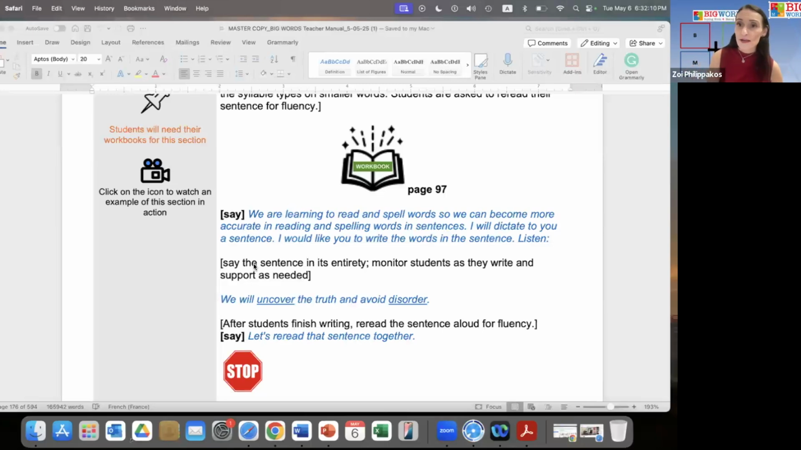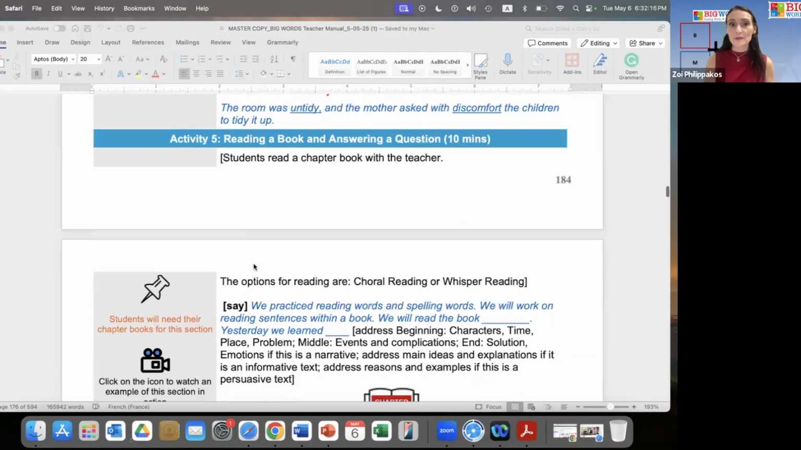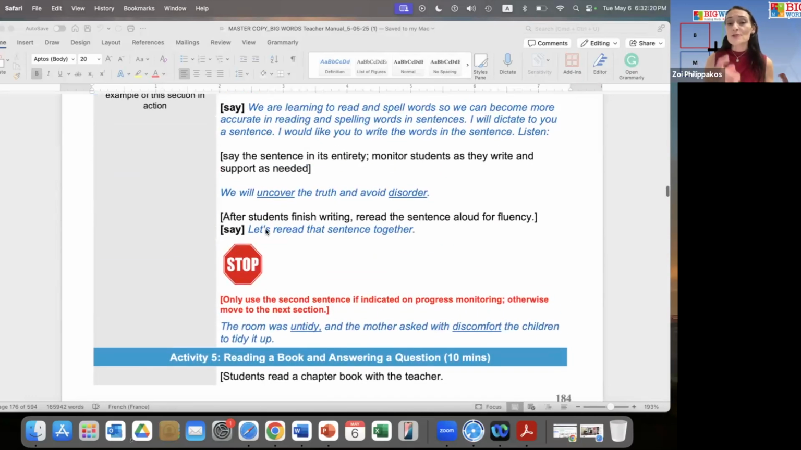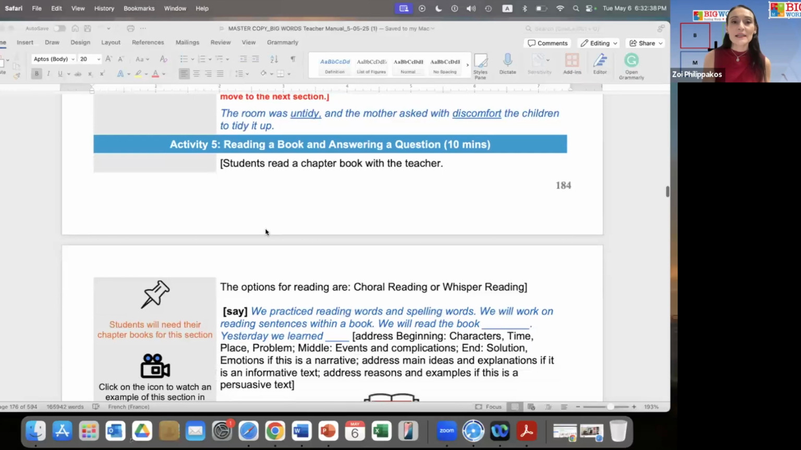And the students will correct their sentence in this case. If there is a mistake that the student made and cannot understand why, the teacher will model it at that moment. At the very end, the teacher and the students will reread the sentence together, and that is for fluency. So let's read it together. We will, Coralie, ready, begin. We will uncover the truth and avoid disorder. Disorder, but I spelled this because I know that's a prefix. You were not tricked. Let's move on.